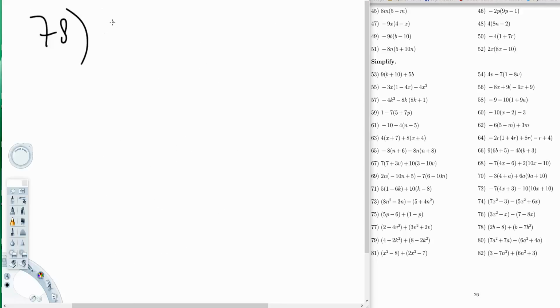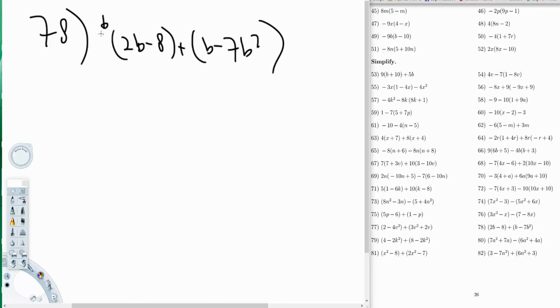78 now. 78 is 2b minus 8 plus b minus 7b squared. All right, so I think we know what's going on. Here you're multiplying by 1. Here you're multiplying by 1. So really just write the whole thing down as if there was no brackets. 2b minus 8 plus b minus 7b squared.